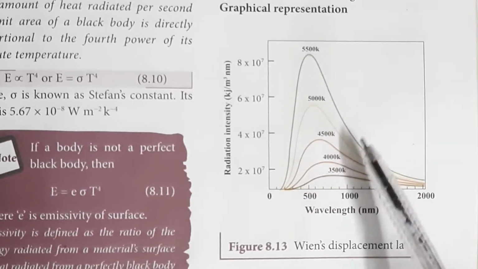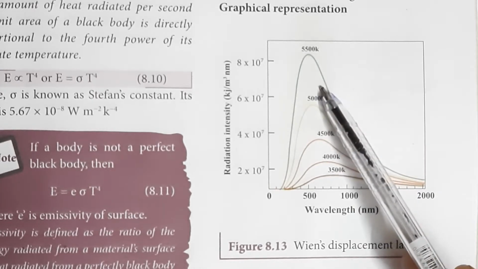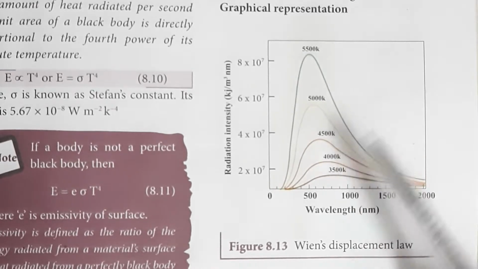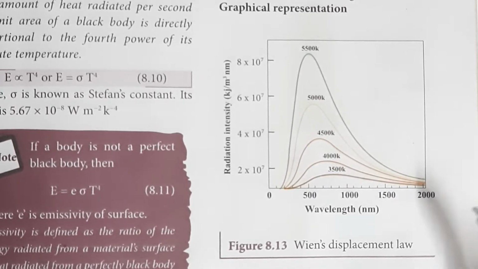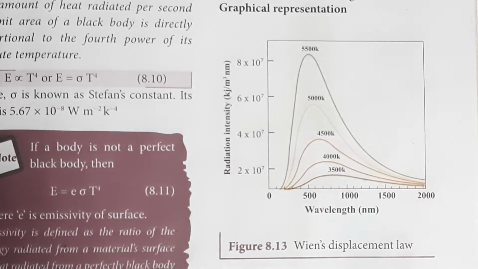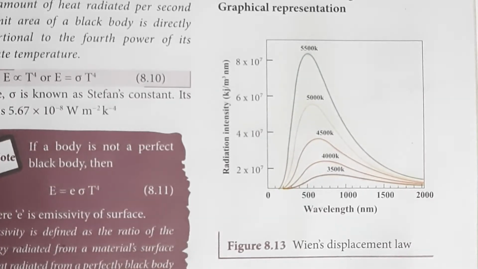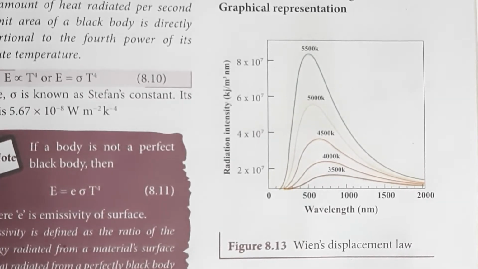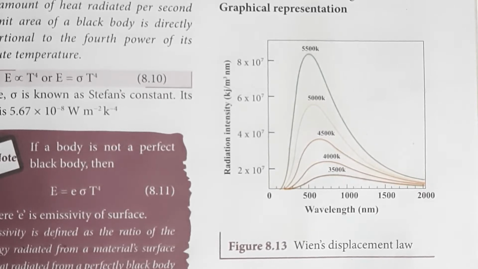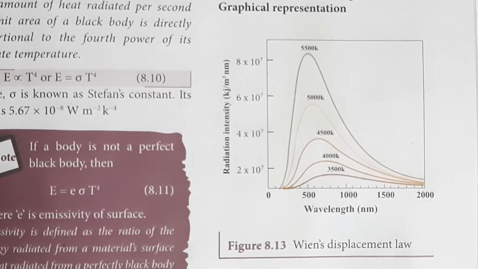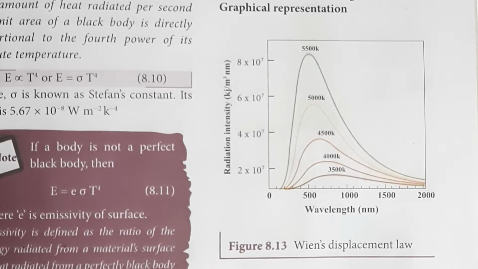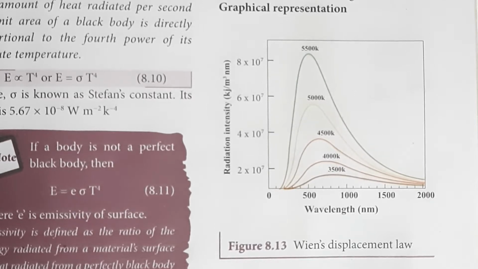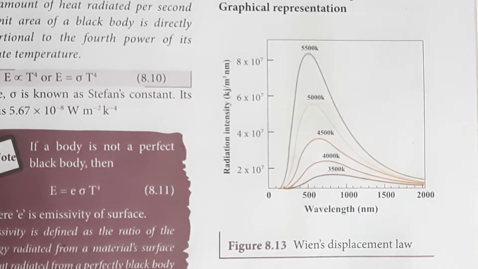So what do you mean by this? The peak of the wavelength is inversely proportional to temperature. As temperature increases, the peak wavelength decreases. This curve is known as the blackbody radiation curve, the graph between wavelength and radiation intensity. From the curve, it is clear that the peak of the wavelength is inversely proportional to the temperature, and the curve is known as the blackbody radiation curve.